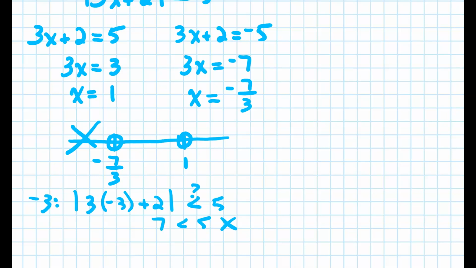The next region is between negative 7/3 and 1. What's a nice easy value there? 0. Anytime you can test 0, use it. So we get the absolute value of 3 times 0 plus 2, and again, is that less than 5? Yes, this one checks out. This is true in here.